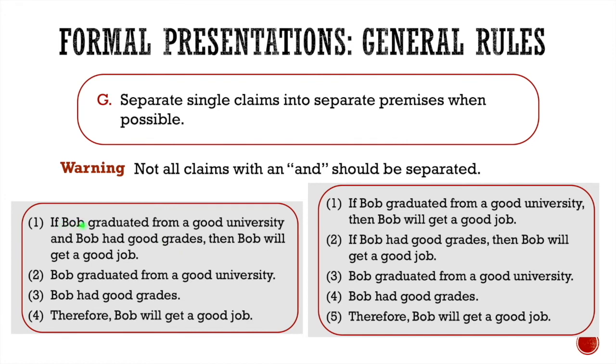This premise is saying that you need two things in order to ensure that Bob will get a good job. It's saying that if you have these two things, that suffices for Bob to get a good job. But these premises are saying something very different. This one's saying this is enough to get a good job. You don't need good grades. And this one's saying having good grades is enough. You don't need to graduate from a good university. Whereas this premise is just saying that, well, if you do have both, then you'll get a good job, which is not the same meaning as these two.